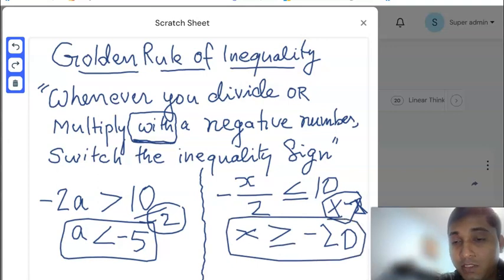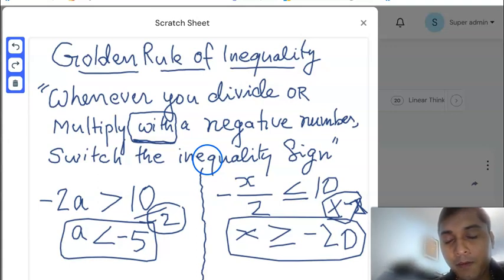Now this is also applicable for multi-step equations. Whenever you divide or multiply with a negative number, your inequality sign should be switched.